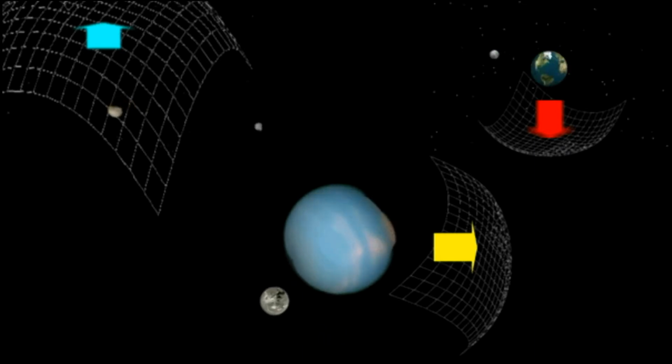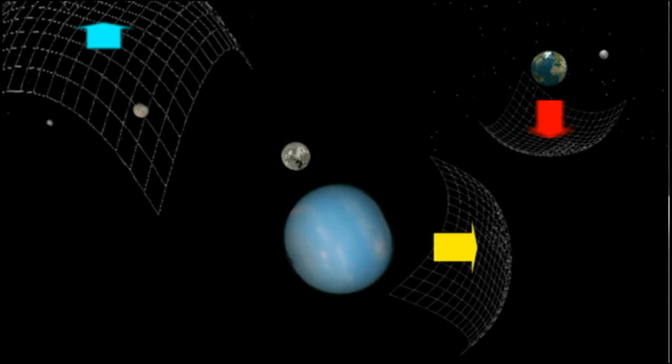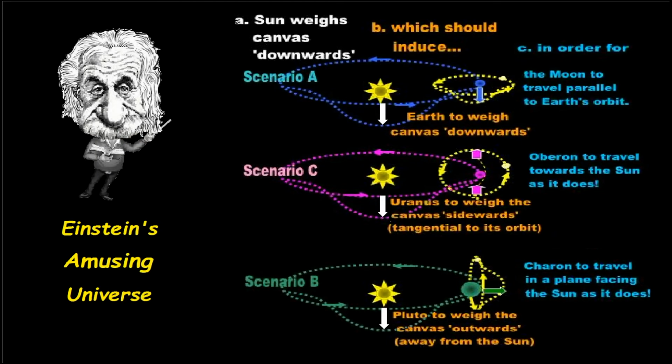And here, let me bring this other. Give me a second here. This is a summary of what Einstein's theory is, his explanation, his physical interpretation of how these moons work. You see the sun weighs the canvas downwards. You can see the white arrows below each one of the suns there. In the case of the Earth, no problem. Everybody points downwards. In the case of Uranus, it has to push the canvas sidewards in order for Oberon to twirl around the canvas, the roulette mechanism, over the top and towards the sun.